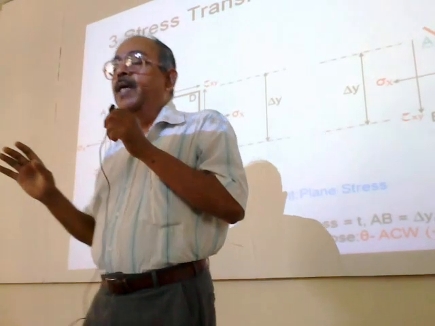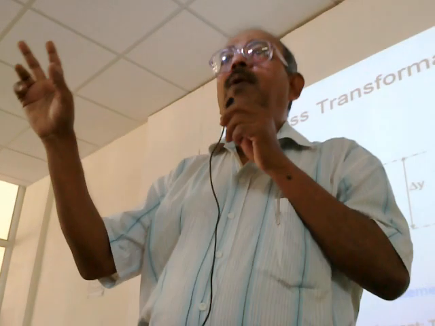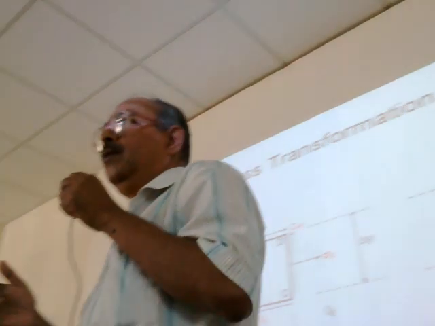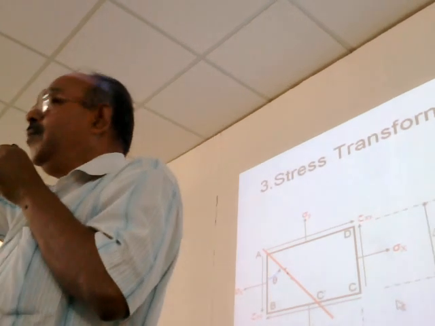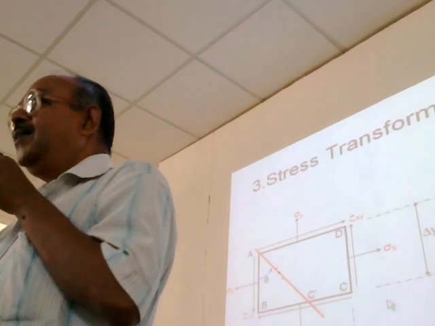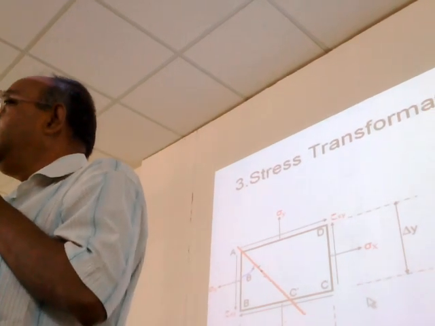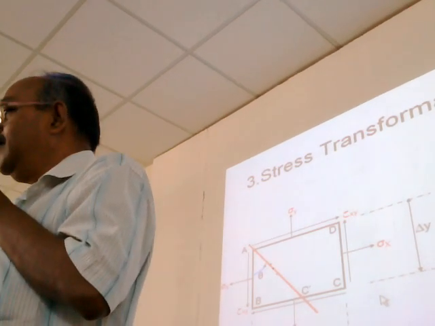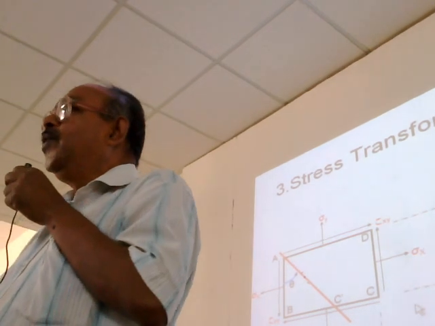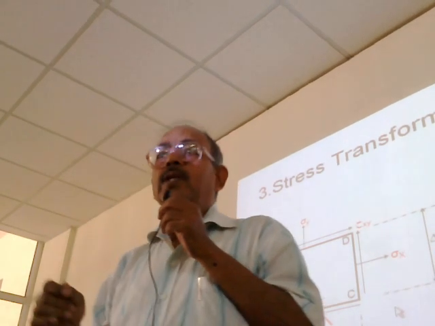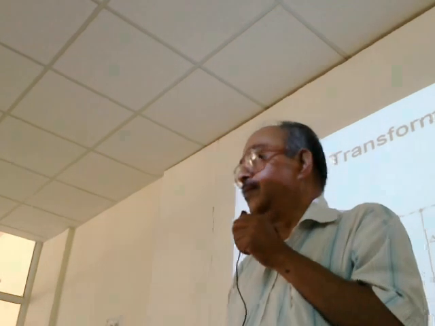Engineers are not satisfied by merely knowing two normal and one tangential stress. They always look for one quantity which is maximum, and where it is maximum, and a second quantity which is minimum, and where it is minimum. Why is it required? Because that is the process by which you can design a structure.